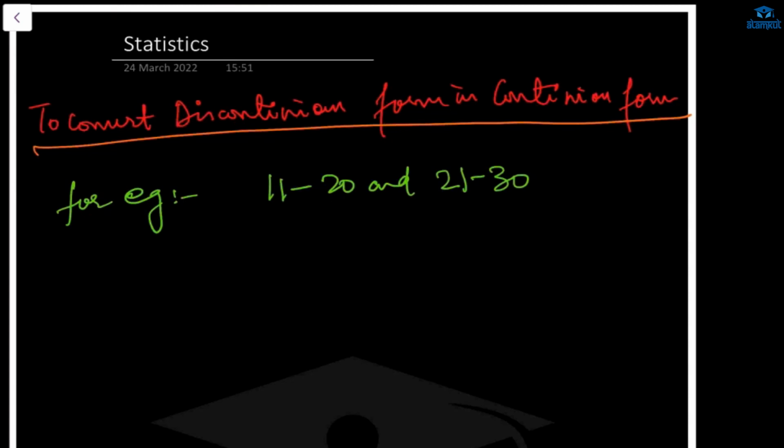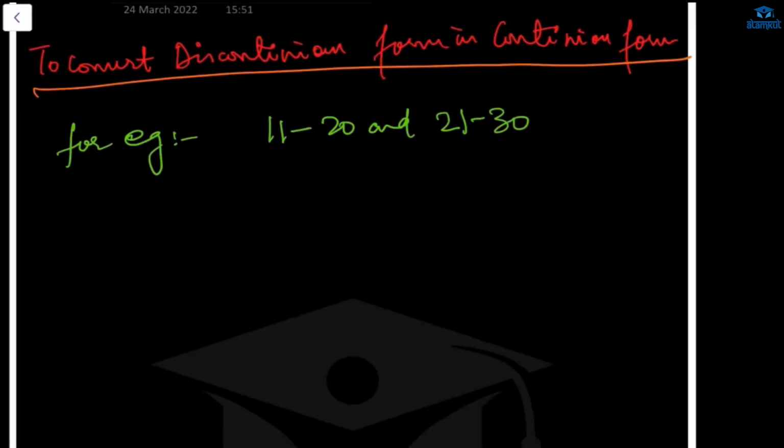Now what you have to do: you take the first class upper limit and the next class lower limit, and then you subtract, that means 21 minus 20. So what is the value? 1. Now you have to take out the half of this unit. In this case, you have got 1. If you get 2, you do the half and you'll get 1. In this case, we do half and we'll get 0.5.